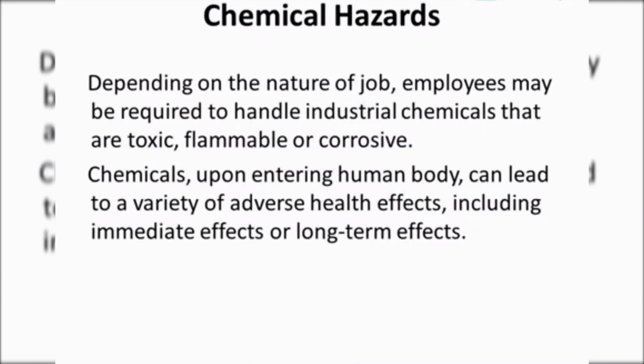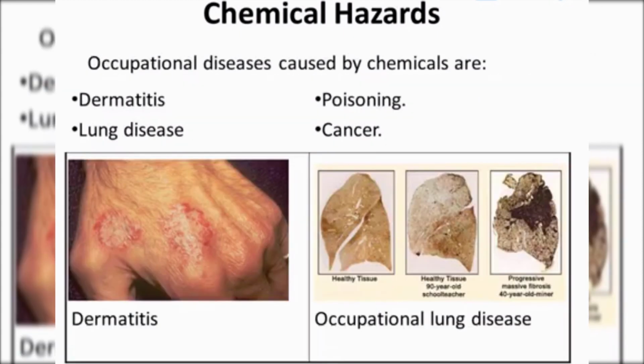Chemical hazards. Depending on the nature of the job, employees may be required to handle industrial chemicals that are toxic, flammable or corrosive. Chemicals, upon entering the human body, can lead to a variety of adverse health effects, including immediate effects or long-term effects. Occupational diseases caused by chemicals are dermatitis, lung disease, poisoning, cancer, occupational lung disease.